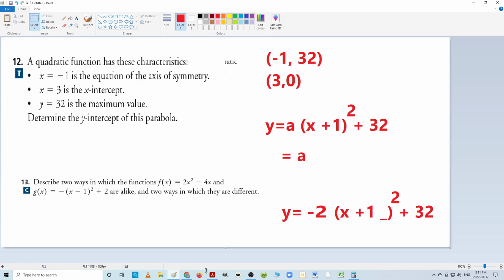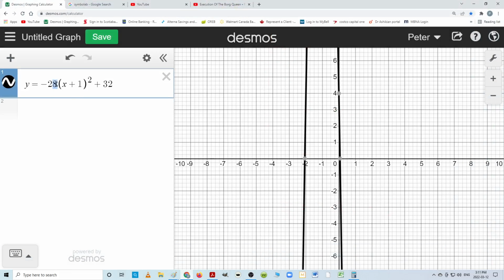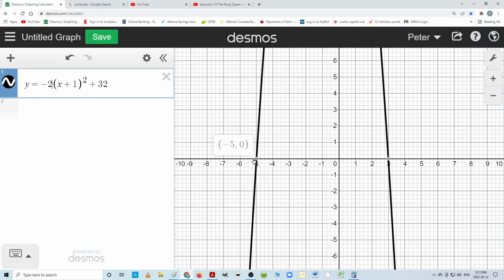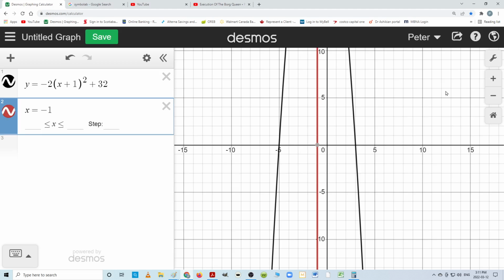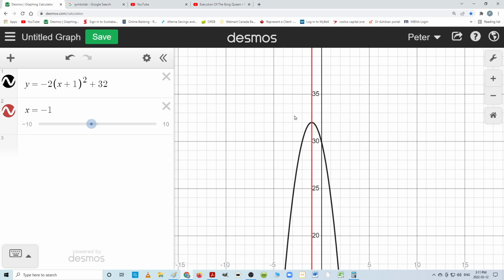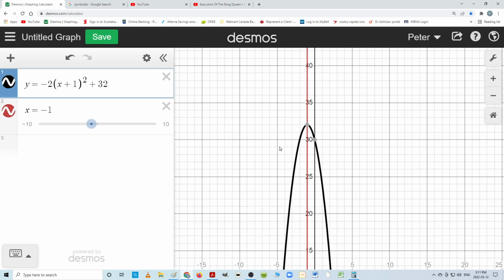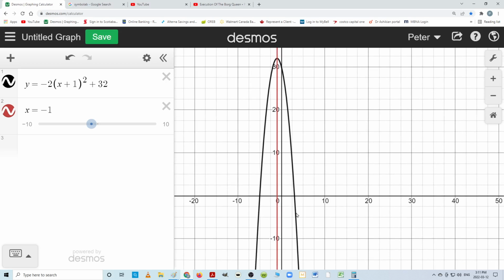There you go. So now let's put it into here and see if I got the values I wanted. So they didn't tell us that one, but they did indeed tell us that one. I'm going to put an axis of symmetry in, and we'll see our vertex. And there's our vertex. So we hit all the conditions they wanted.